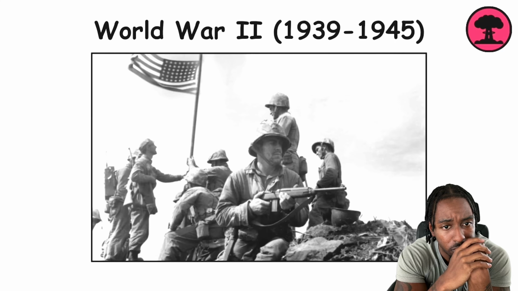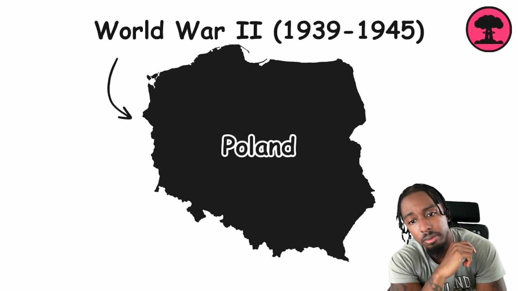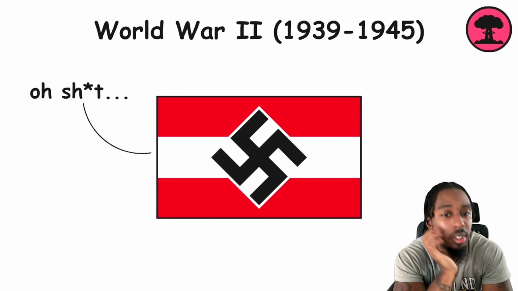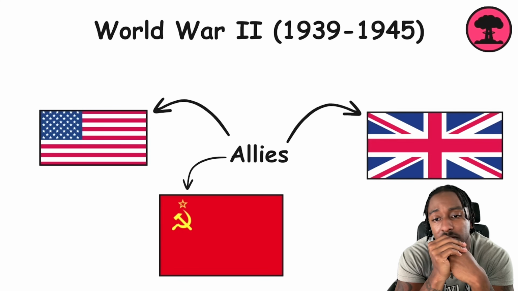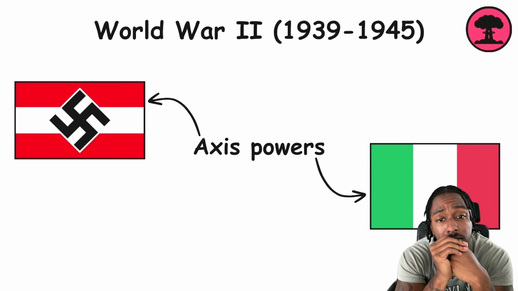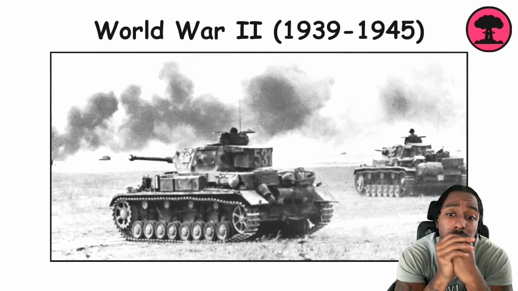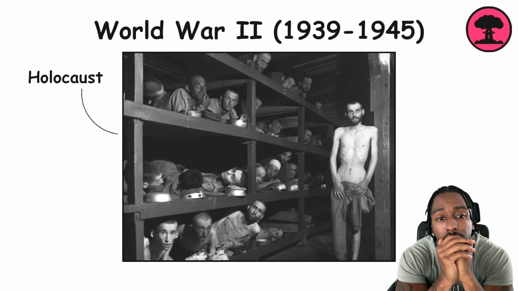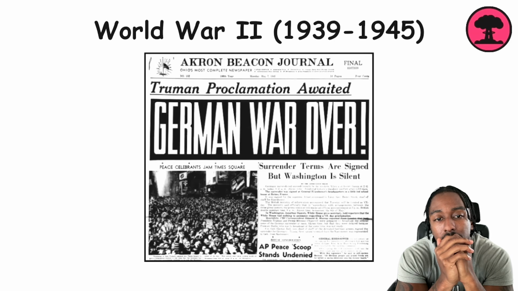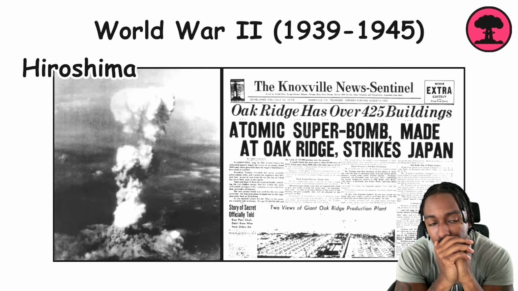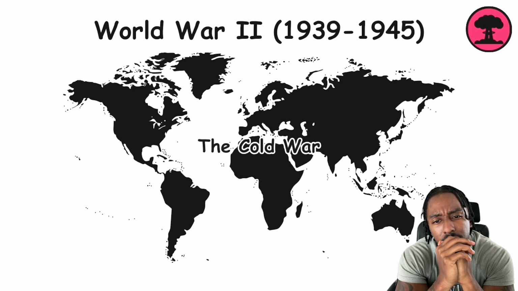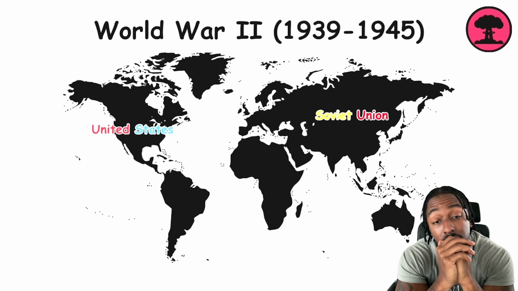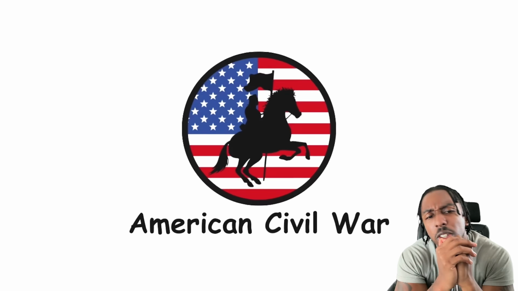World War II. This war began when Germany, led by Adolf Hitler, invaded Poland, triggering responses from other nations. Allied powers, including the United States, the United Kingdom, and the Soviet Union, fought against the Axis powers, primarily Germany, Italy, and Japan. The war saw widespread use of tanks, aircraft, and naval forces. The Holocaust, a genocide targeting Jews and other groups, occurred during this time. The war ended with the Allied victory after the atomic bombings of Hiroshima and Nagasaki. The aftermath led to the establishment of the United Nations and the Cold War between the United States and the Soviet Union. It resulted in the deaths of over 75 million people. Good Lord.